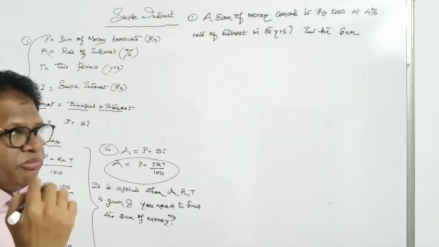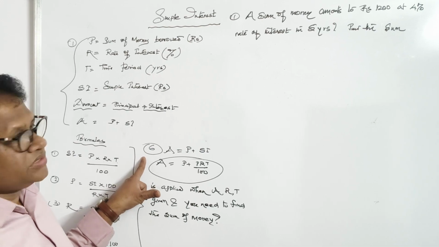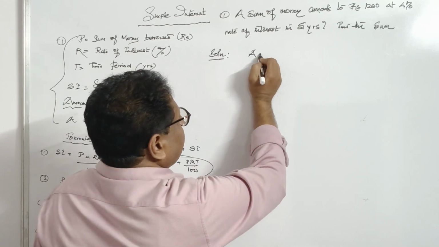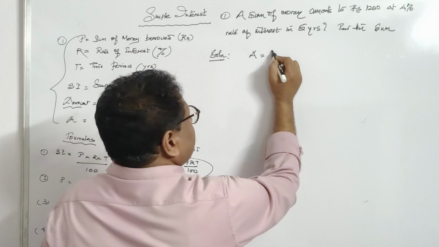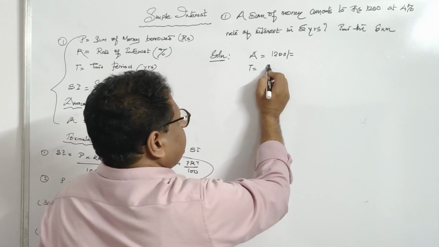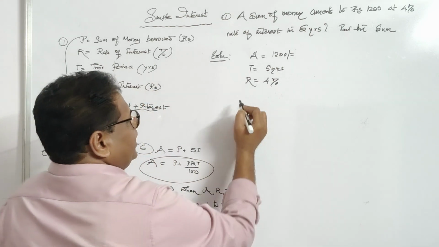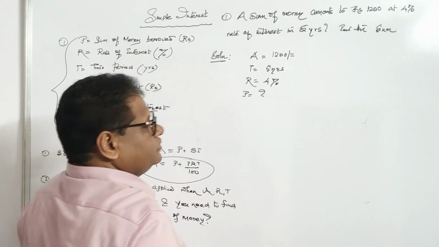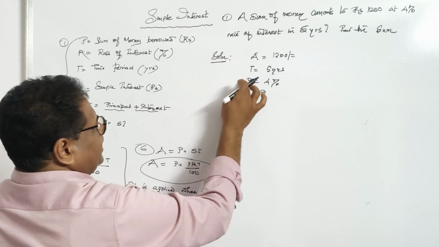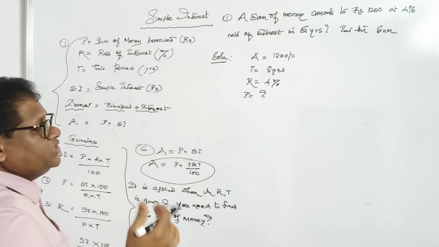There are two methods to solve this question. First is by applying the formula we have discussed in formula number 6. First of all, mention all the terms. Amounts to rupees 1200 means amount is rupees 1200. The time is given, 5 years. The rate of interest is 4%. And you need to find the principal, the sum of money. So exactly this formula relates all three parameters, amount, rate, time, in terms of principal. So you can take P as unknown and solve it as you do in a simple equation.